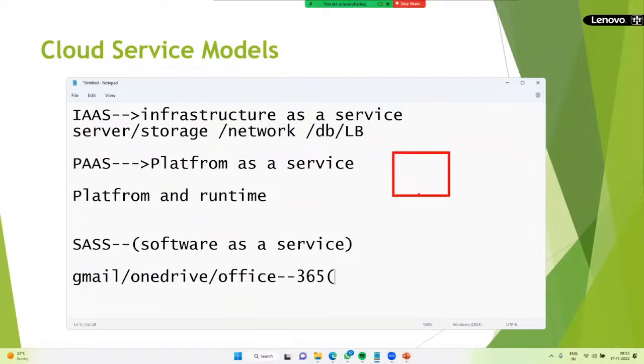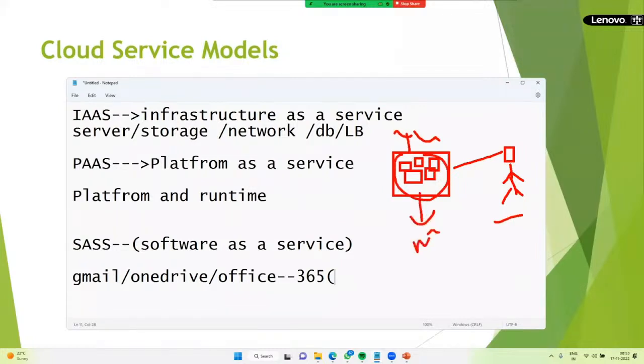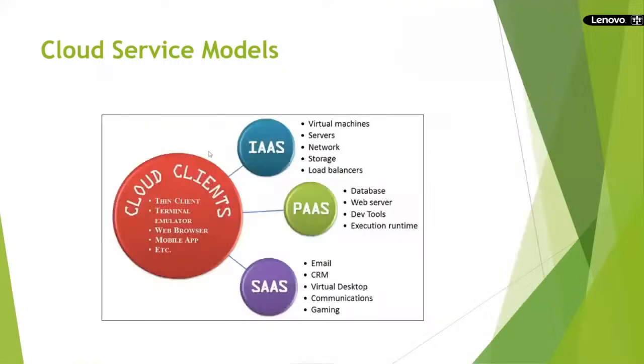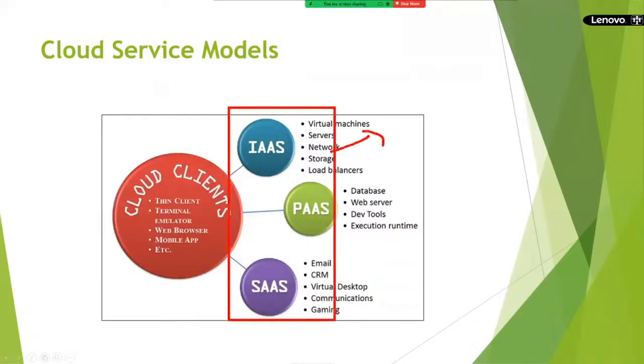The best example is OneDrive. I am uploading documents and sharing them with colleagues. In that case, do you need to manage anything? No, right? Who is managing all the software and everything? The vendor, I can say Microsoft. These are three different types of services in cloud computing, and these three are quite common whether you go for Azure, AWS, or Google Cloud.